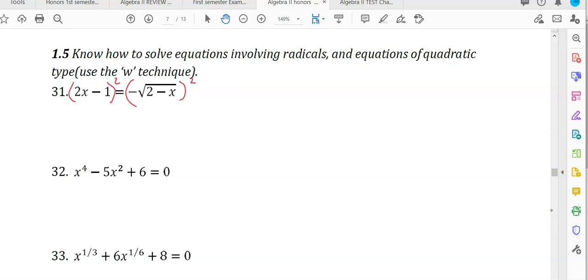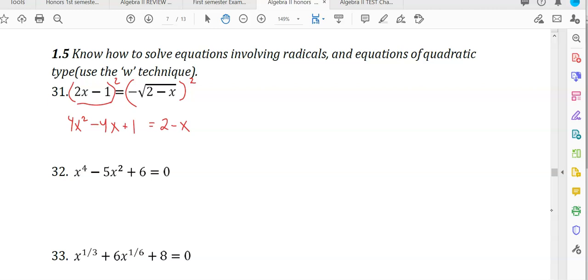Because we have x in the radical, we need to check our answer. It's possible one of our answers is going to be extraneous. So I'm going to have to FOIL this. So if you FOIL that, you get 4x squared minus 2x is minus 4x plus 1. And this becomes a positive because negative times negative, and 2 minus x, so it would be 2 minus x.